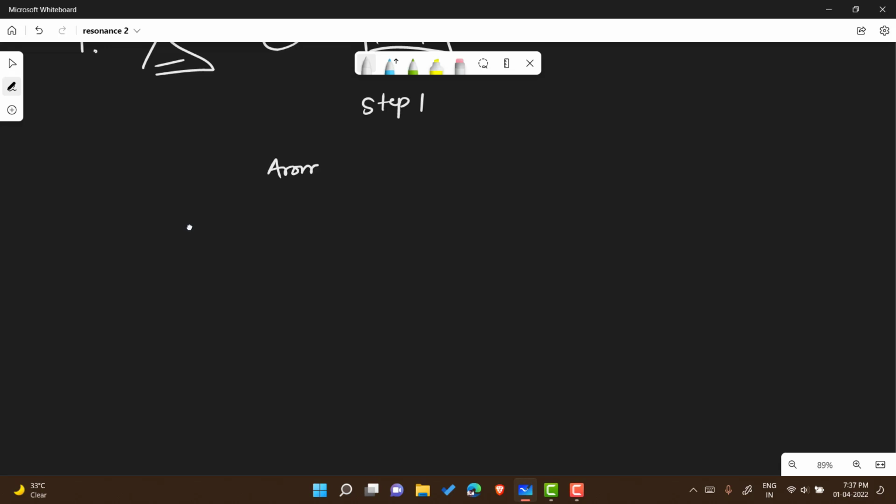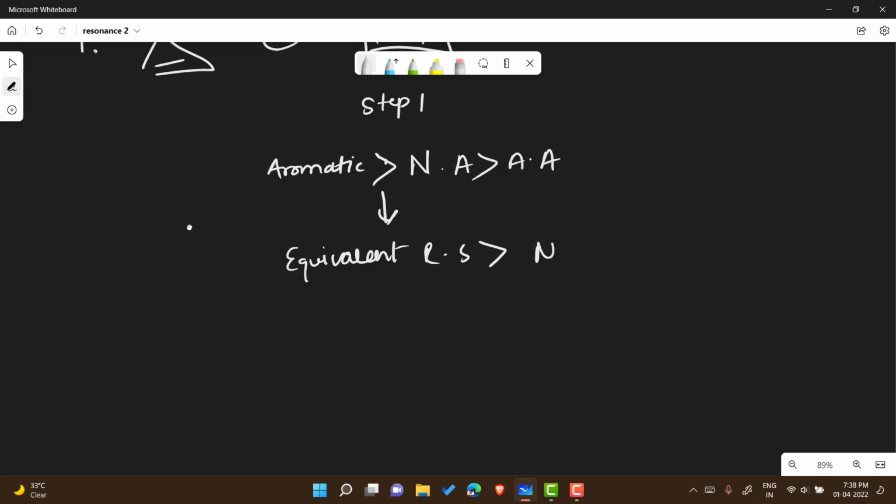Aromatic compound is greater than non-aromatic, right? Non-aromatic is greater than anti-aromatic. Remember this, right? And then if this is all matching, then you go to equivalent resonating structure. We talked about this in the last video, about equivalent resonating structure and non-equivalent resonating structure. So equivalent resonating structure will always have more stability than non-equivalent.